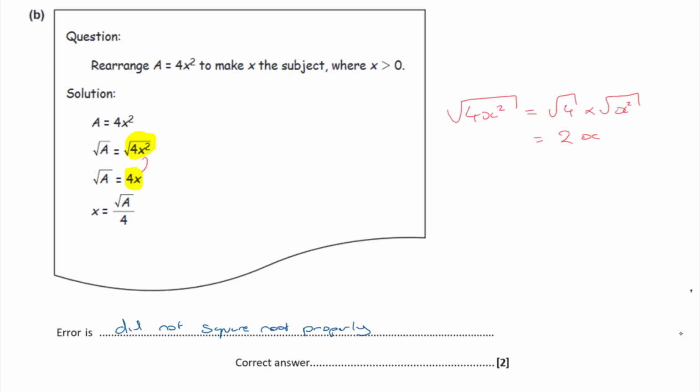And so the correct answer would be, at that point there, I should have had root a equals 2x. So dividing both sides by 2, I should have got x equals root a over 2 and not root a over 4. So x equals root a over 2. I might just say I should have rooted the 4, just to make sure.